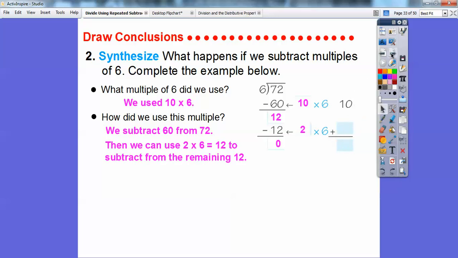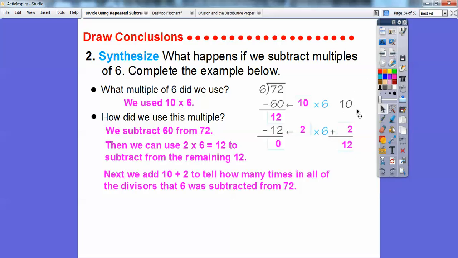And what's this stuff over here? Well, this is going to get us our answer, you guys. Next we're going to add this 10 plus 2, and 10 plus 2 equals 12. That tells us how many times in all the divisor 6 was subtracted from 72. Here's a multiple of 6, it was 10, and here's another multiple of 6, it's 2. So 10 plus 2 tells me the answer is 12. So 6 goes into 72 12 times, kind of like the distributive property we did in the last one.